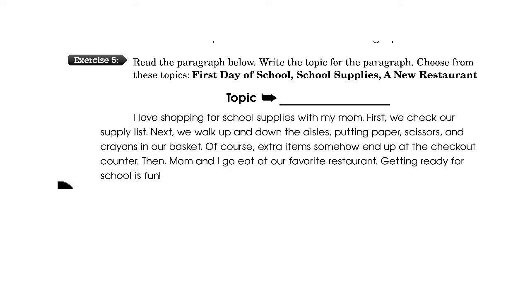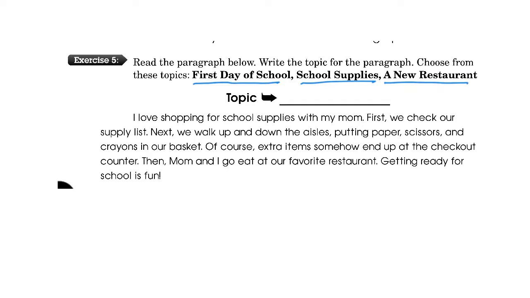All right, so this exercise tells us we need to read the paragraph below, write the topic for the paragraph. Choose from these topics. It's telling you which to choose from. 1, 2, 3. And you want to use the best topic for this paragraph, okay?